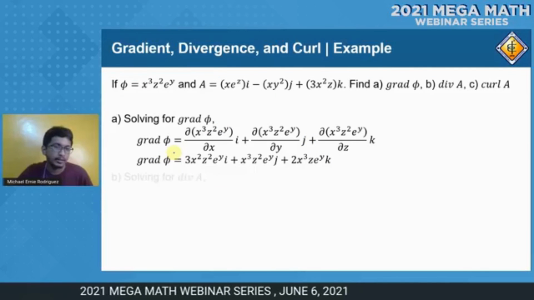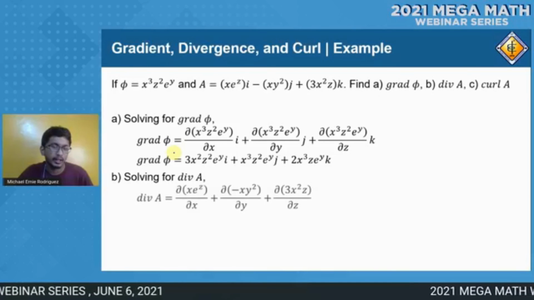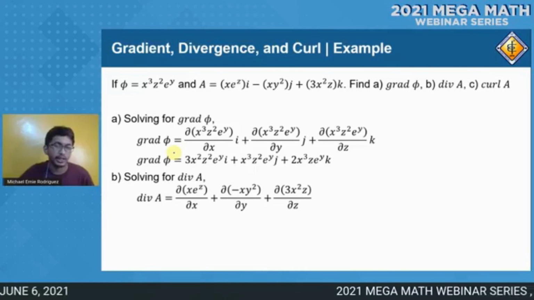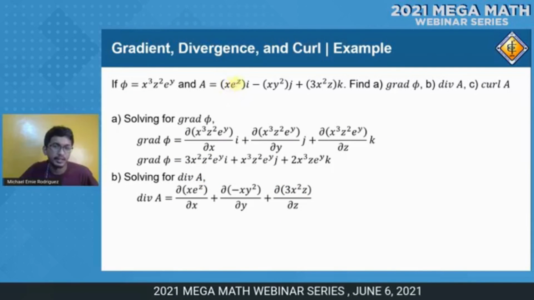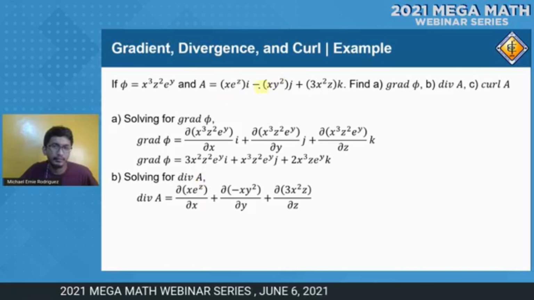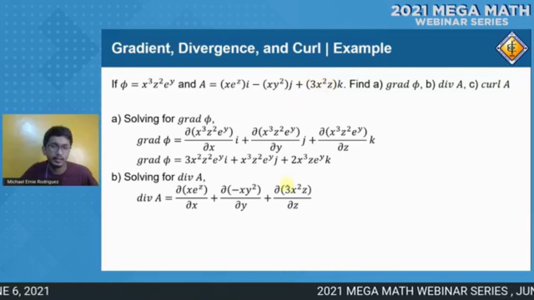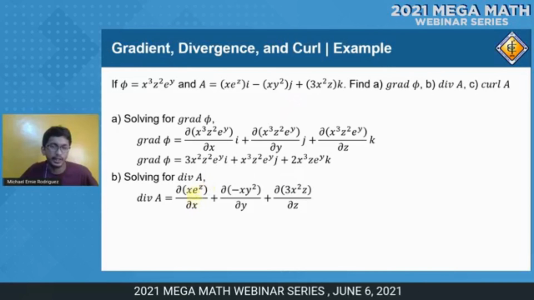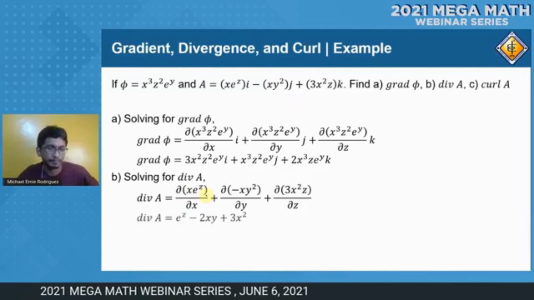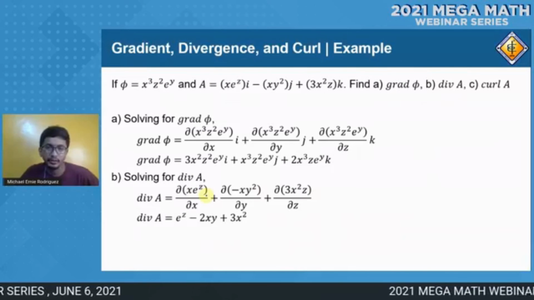And then, for divergence of A, we have div A, partial derivatives again. So kunin mo ito, x e raised to z, and then negative, take note of this, minus xy squared, and then 3x squared z. Okay, ayan siya. And then same concept for partial derivatives. So we have e raised to z minus 2xy plus 3x squared.